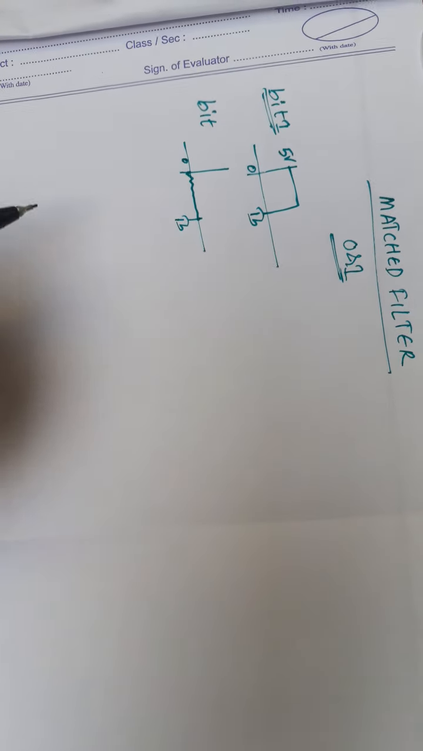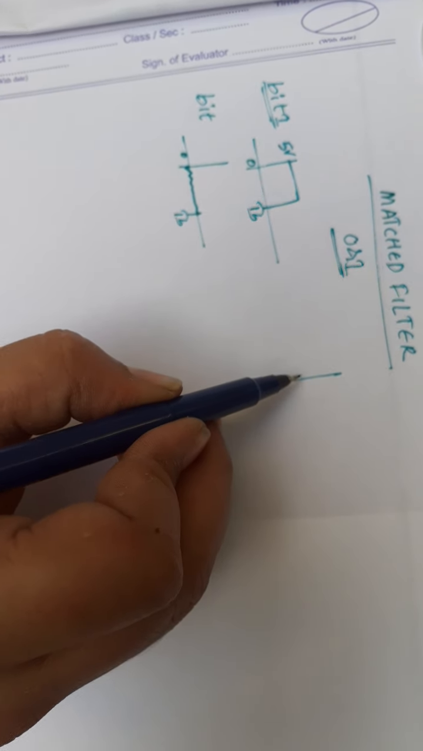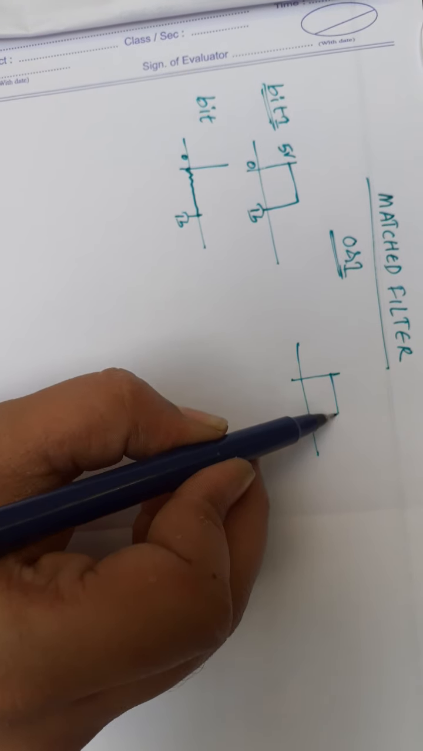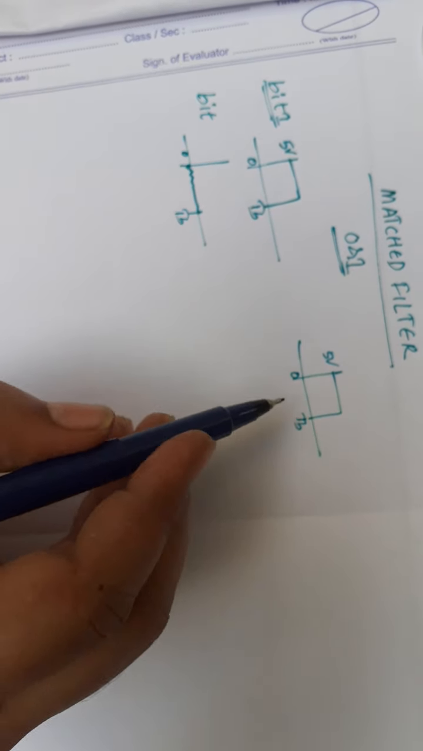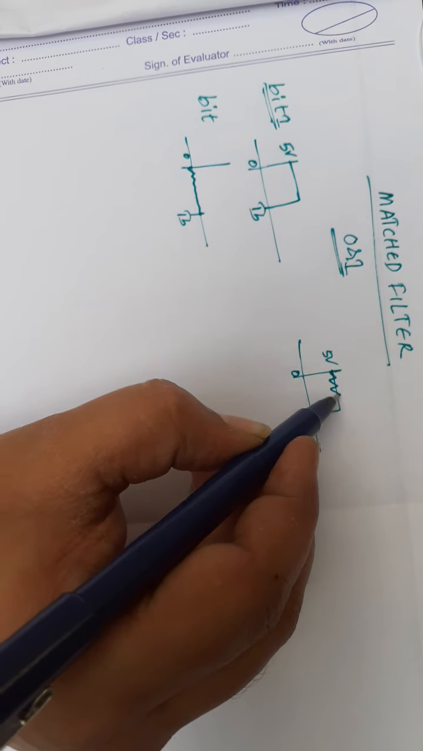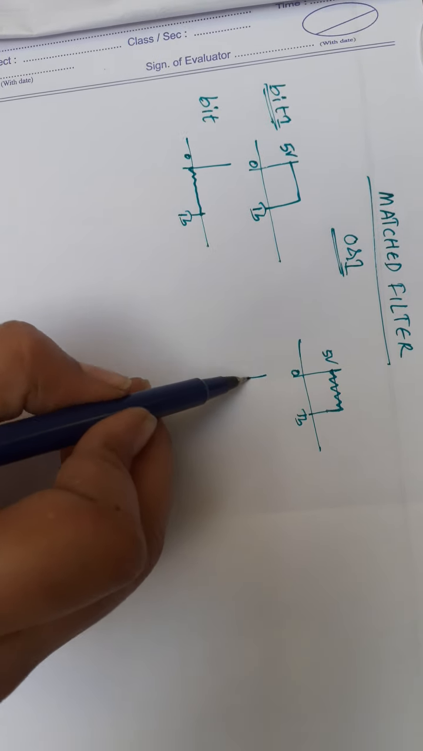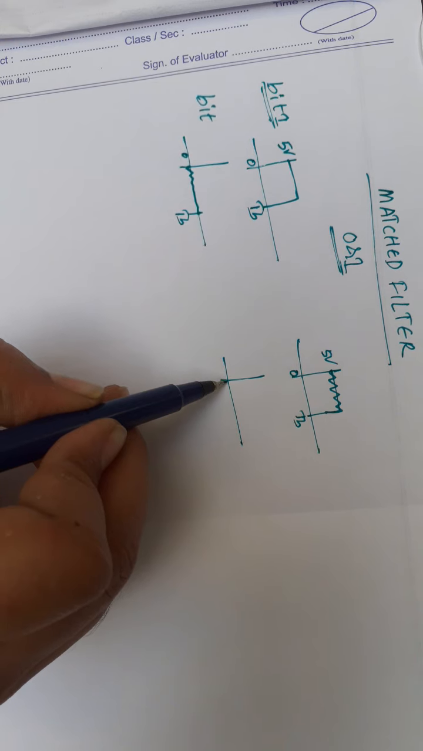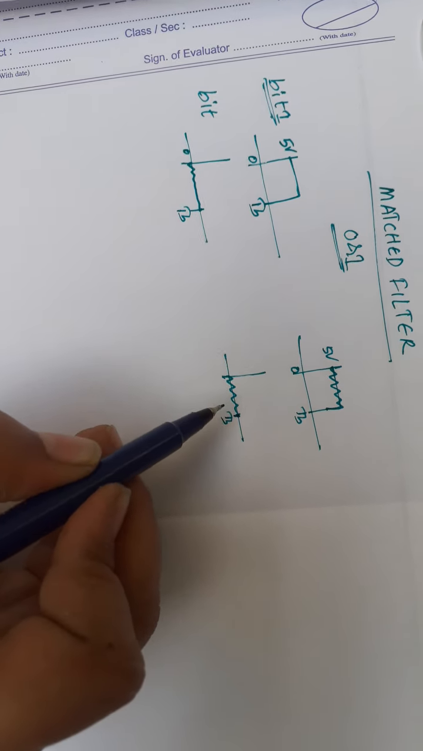Now this signal, if it is affected by the noise, the same signal will look like this. From 0 to TB, 5 volts. If it is affected by the noise, the signal will be like this. Here the bit 1 is also affected by the noise, so it also looks like this.